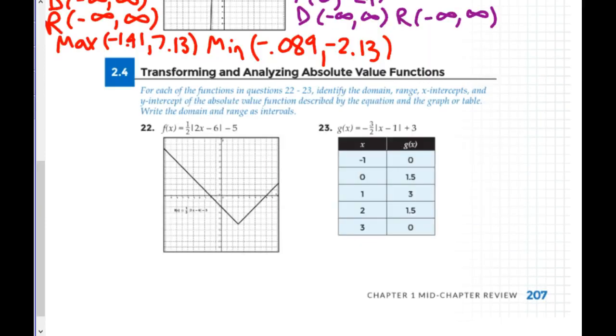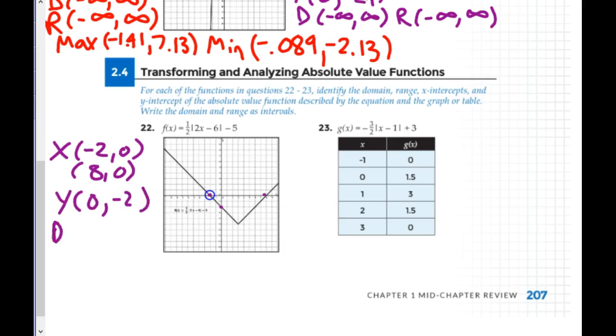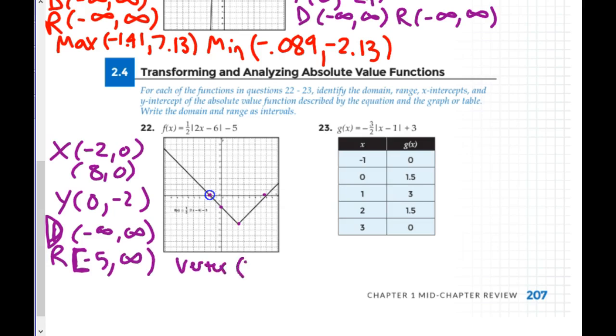Alright, last one is absolute value. Okay, what's the domain, range, x-intercept, y-intercept? So your x-intercept is (-2, 0). The y-intercept right there is (0, -2). And remember, the domain goes forever, negative infinity to positive infinity. But the range goes down from negative 5 with a bracket up to infinity. Alright, and my vertex is at (3, -5).